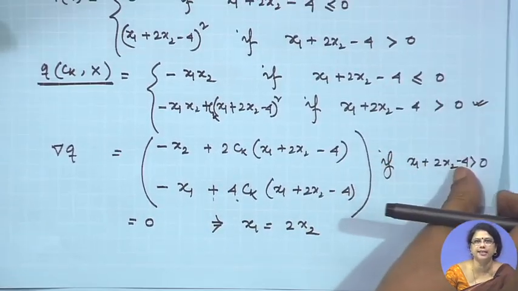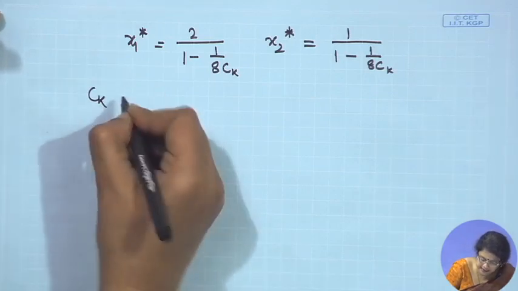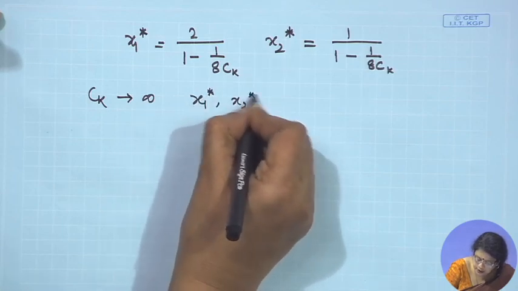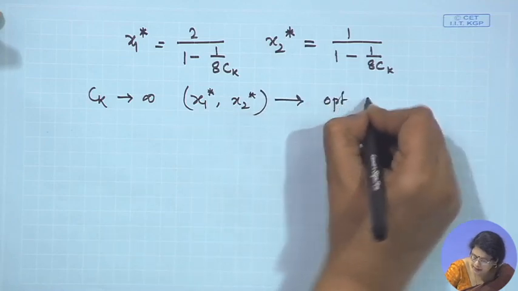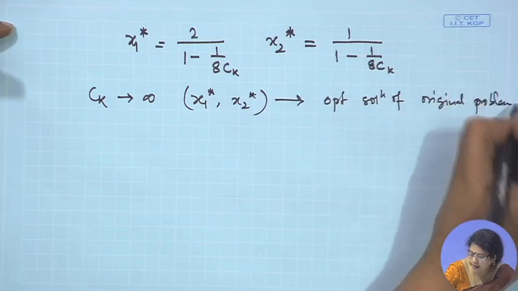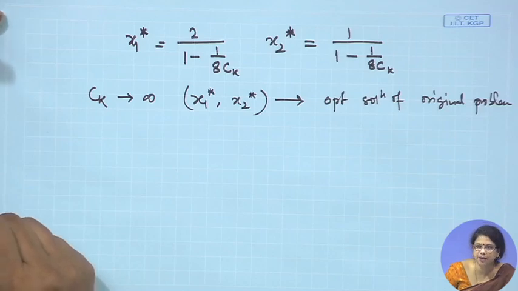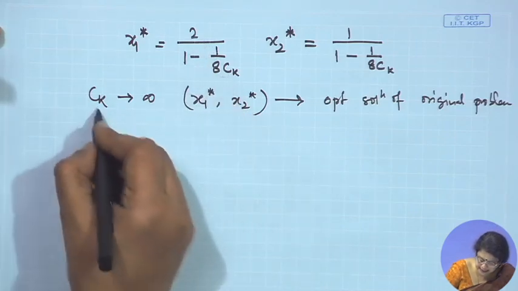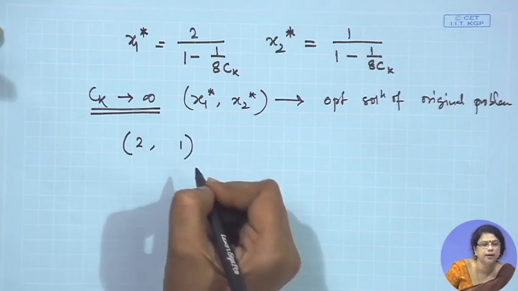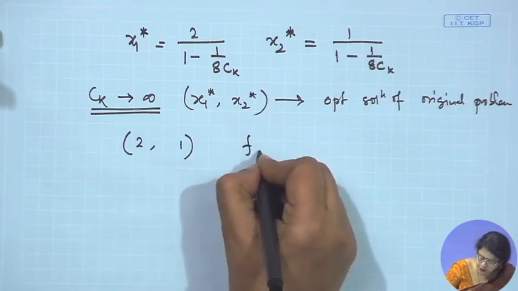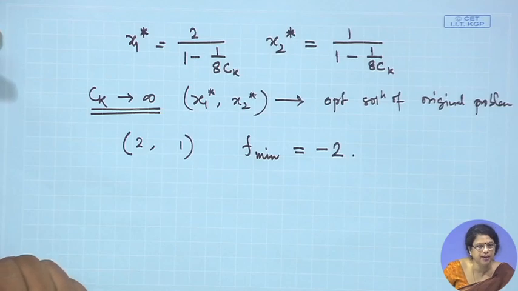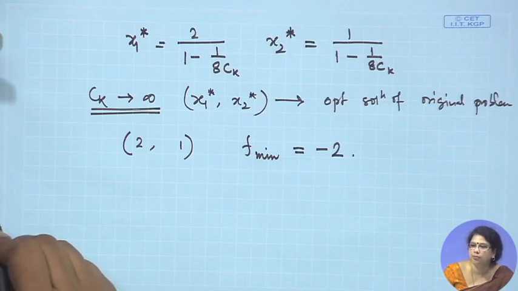What is the condition for the exterior penalty function method? The condition says that if Ck tends to infinity, then x1 star, x2 star will tend to the optimal solution of the original problem. This is the guideline for the exterior penalty function method. That is why if we consider Ck tending to infinity in this case, then the optimal solution would be (2, 1), and the corresponding functional optimal, f min, would be equal to minus 2. Okay. This way we can solve the problem.